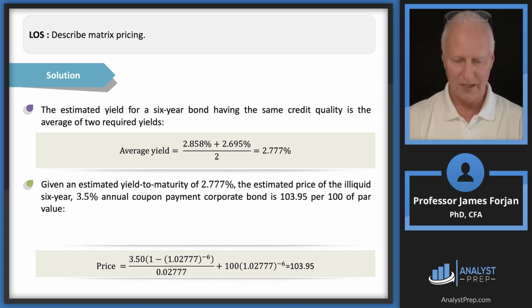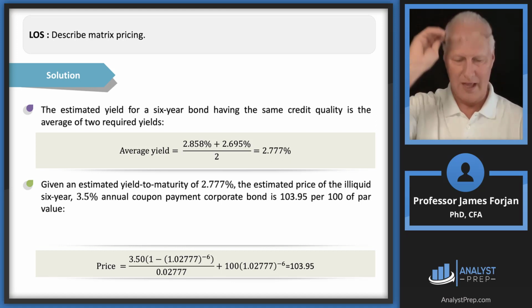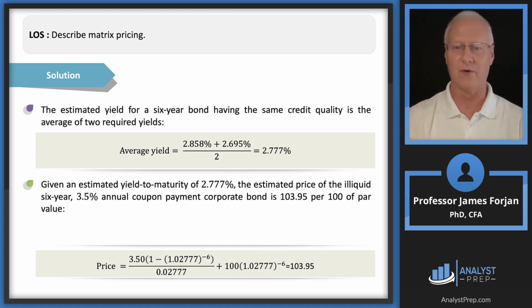2.777. Make that I. Solve for present value. And we get 103.9457. I've got 4 decimal places.